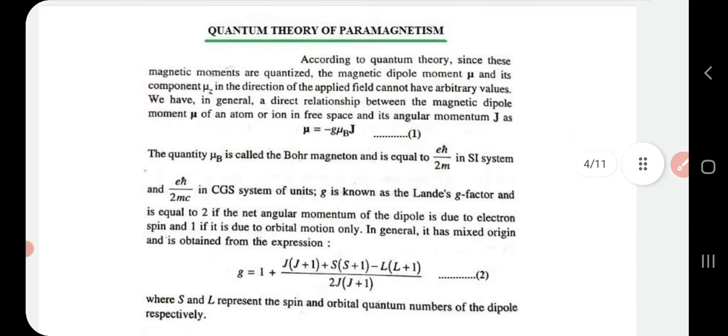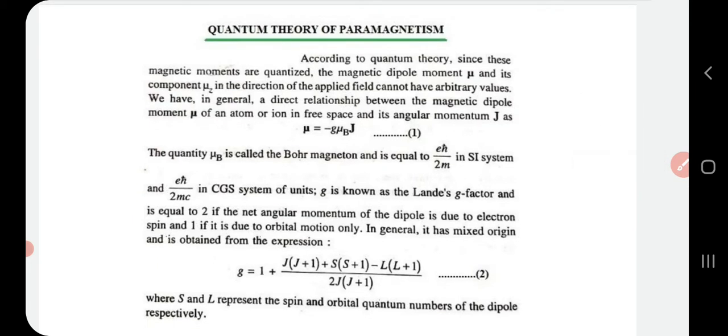Now let us learn about the theory, the quantum theory of paramagnetism. This is just the theory part, we will read through it, but in between you need to learn some expressions. That is the only difficult thing. The rest is simple to learn. Now according to quantum theory, magnetic moments are quantized, that you know.